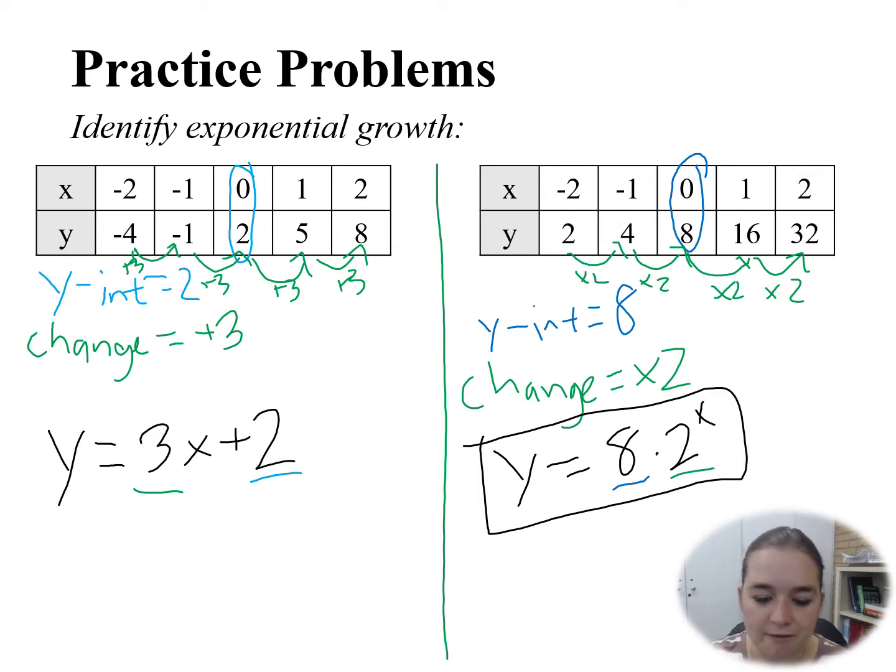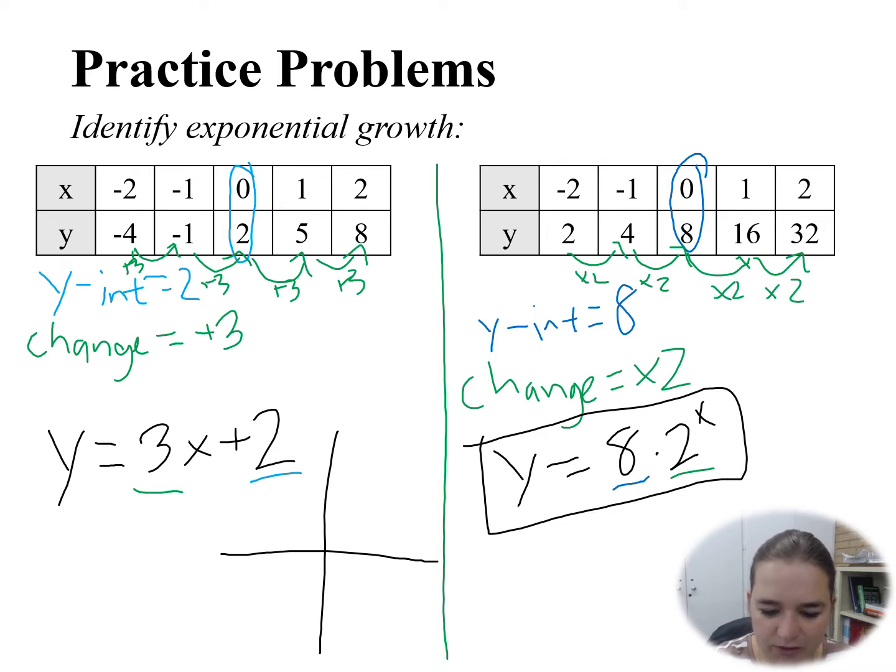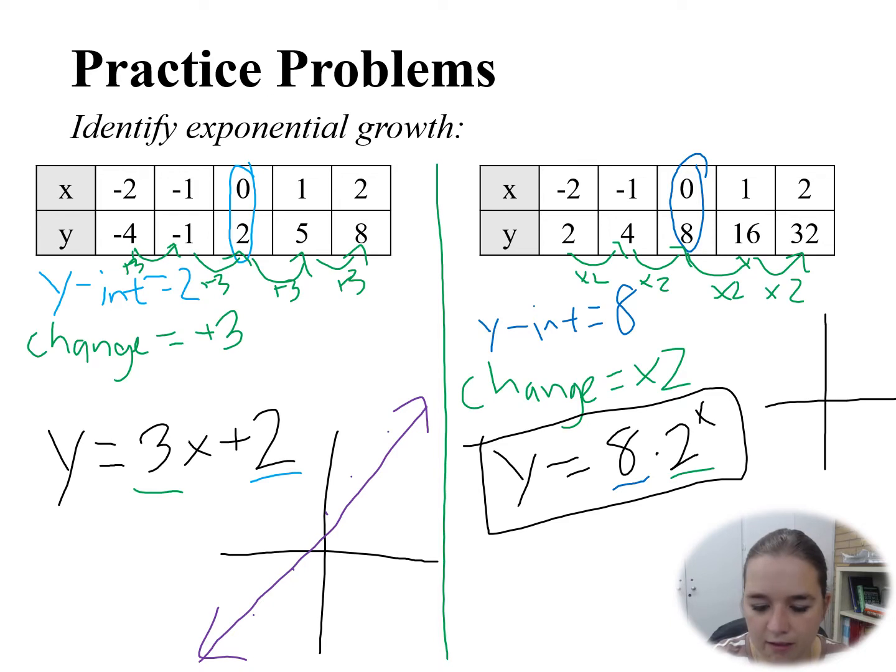Different arrangement here, and if I were to graph these points, if I graph this one here, we'll do a little sketch. It's not going to be perfect. I have 0, 2, 1, 5, 2, 8, -1, -1, -2, -4. I see that I have a nice linear function. If I were to graph these ones here, well, I see that I have 0, 8, 1, 16, 32, 4, 2. I see that exponential curve where I'm approaching 0 at one end and approaching infinity at the other end for x.